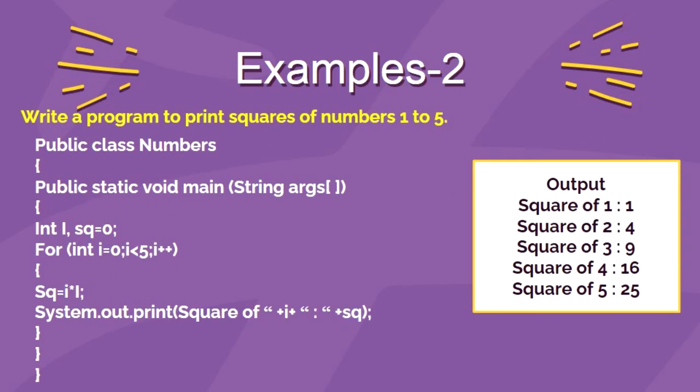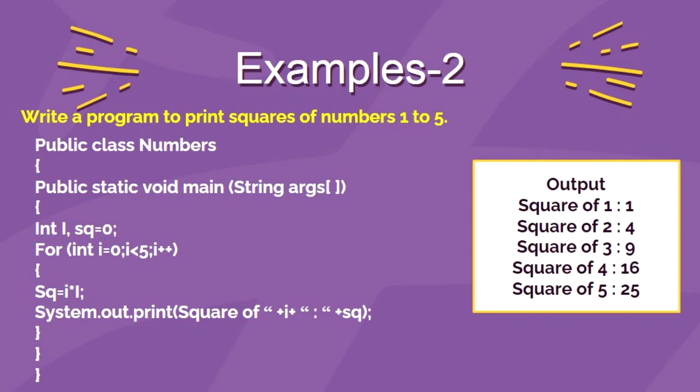Let us go to the second example. In this program: write a program to print squares of numbers from 1 to 5. You should understand the question carefully. Public static void main(String[] args) is the statement we use in the program. Now we need to initialize int i and sq. We are finding the square of each number, so we initialize sq in the beginning as 0, and the variable I am using is int i. Now the expressions will start.